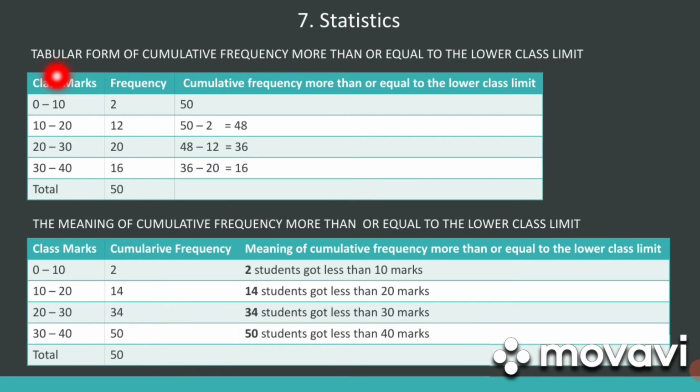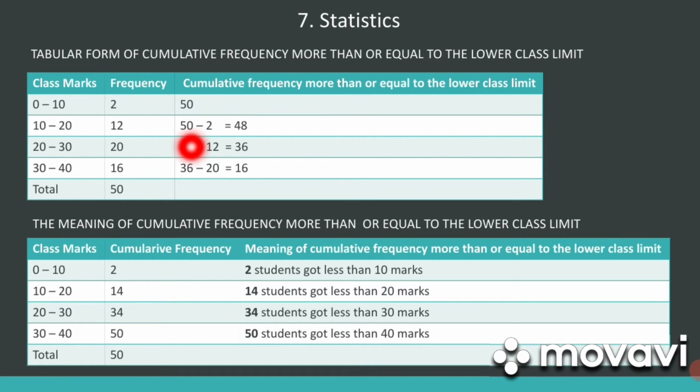Tabular form of cumulative frequency more than or equal to the lower class limit. In the following table, we are given the class mark, frequency, and we have to write the cumulative frequency more than or equal to the lower class limit. We first take the sum of all frequencies, therefore n is equal to 50, and we write the sum of all frequencies as the cumulative frequency for the first class interval.